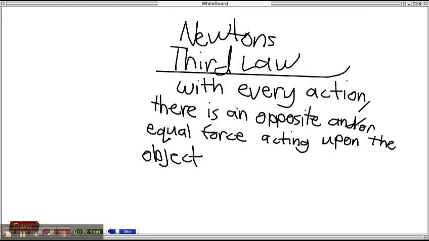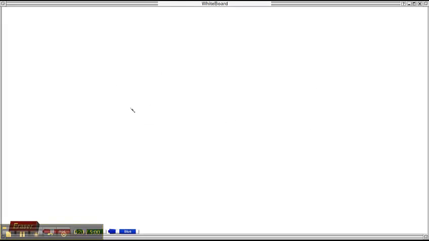What the third law of motion basically states is that with every action, there is an opposite and equal force acting upon the object. If you guys can't read that because it looks so messed up. Now, here's an example. Take a person lifting a box into the air, this well-drawn person.